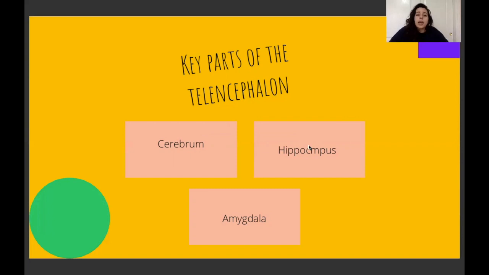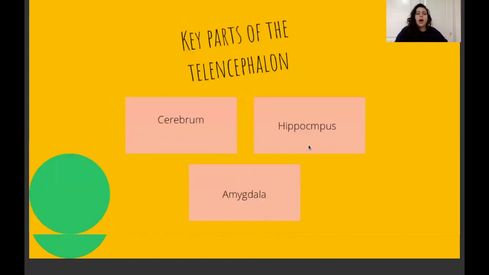Yes. Okay. So know what the hippocampus is. Know what all these are. All of them are important. Very key. Okay, we're going to move on.